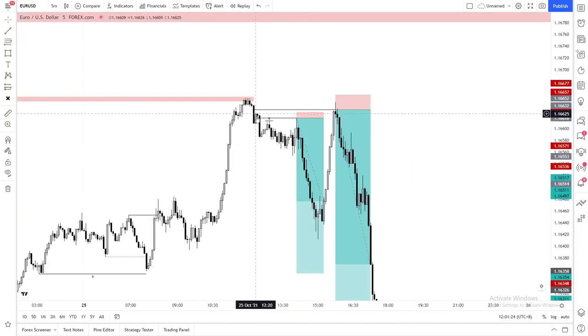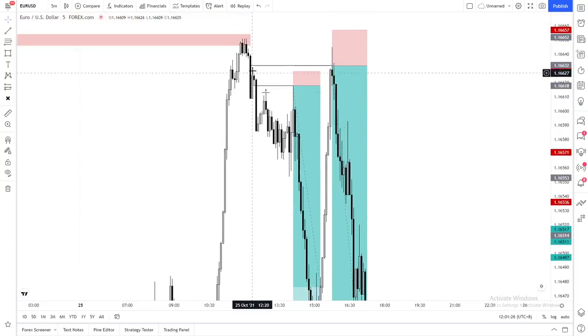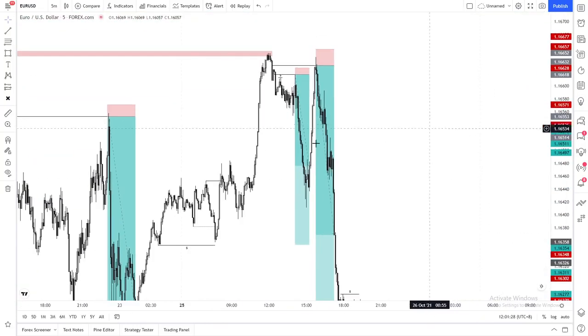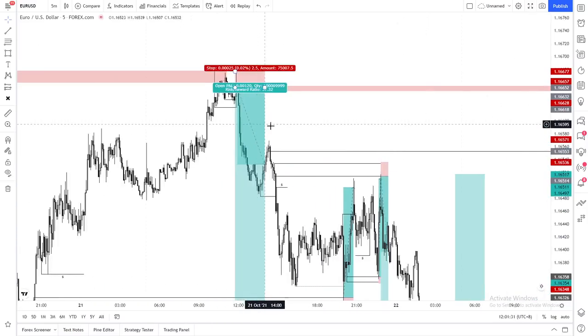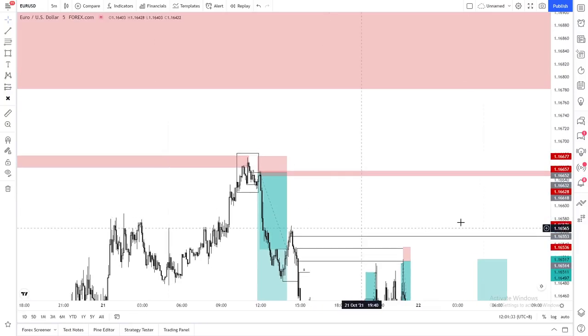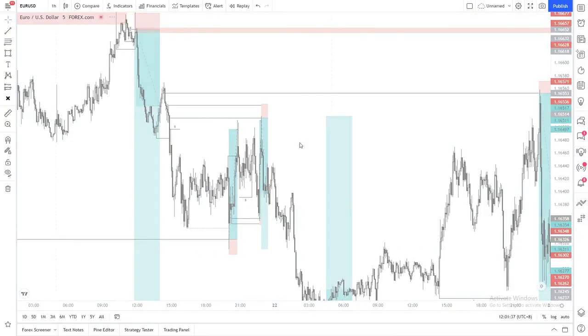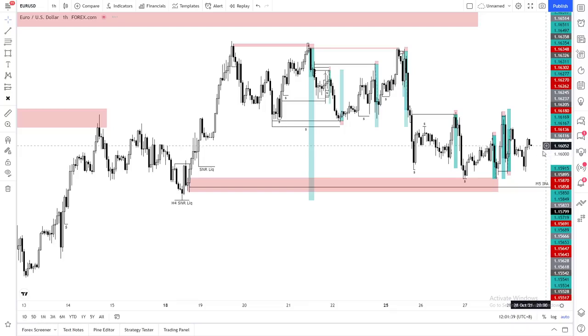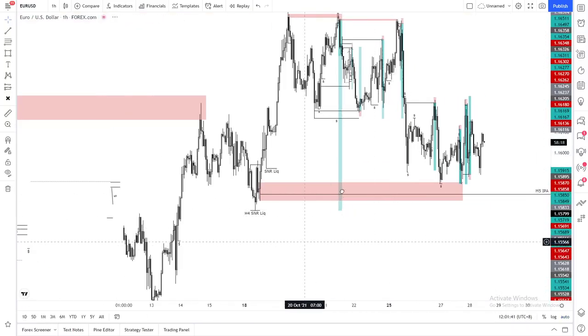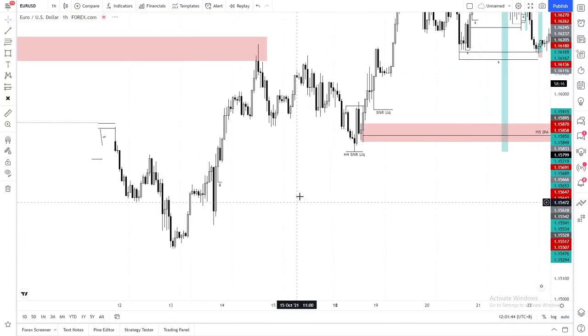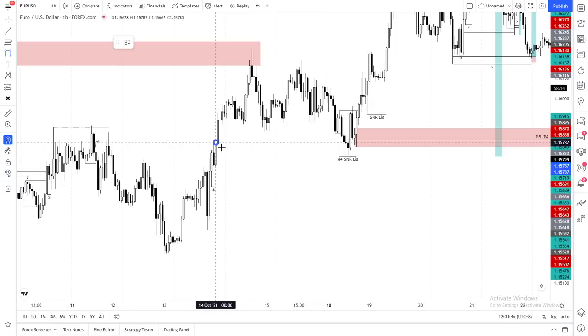So when I'm looking at this, it is also considered an IPA, not a hidden base. What would be a hidden base then? Let me find one for you. Remember what I told you guys, I don't like to use hidden base on the lower time frame. I would like to use hidden base on a higher time frame. This would be an example of a hidden base.